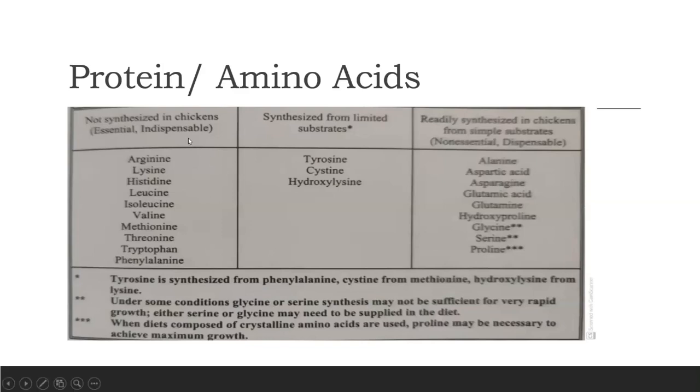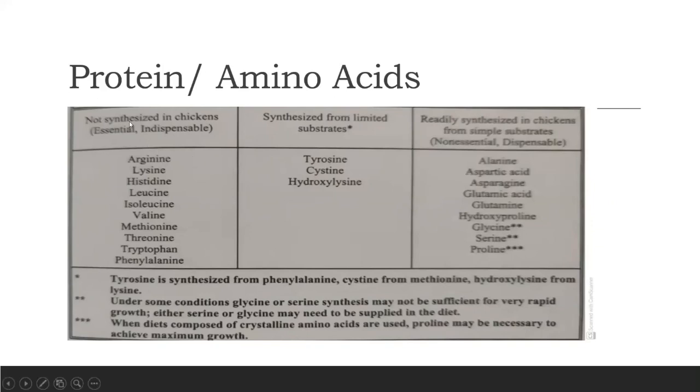So here I've classified amino acids as not synthesized in chickens. Probably you have gone through this on the human side also. In humans, those amino acids which are considered non-essential can be essential in chickens. So not synthesized in chickens means the body is not able to synthesize these amino acids in the body of the chicken.